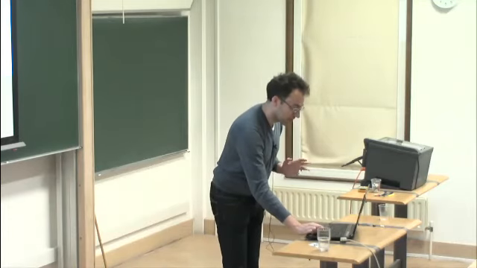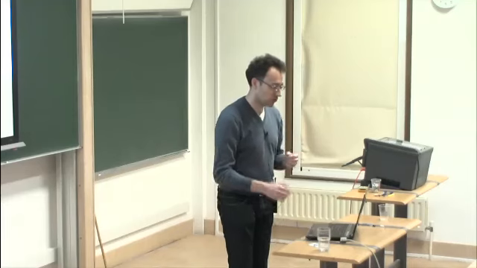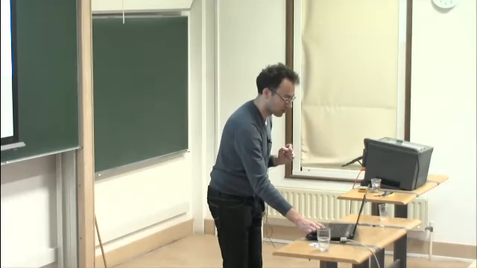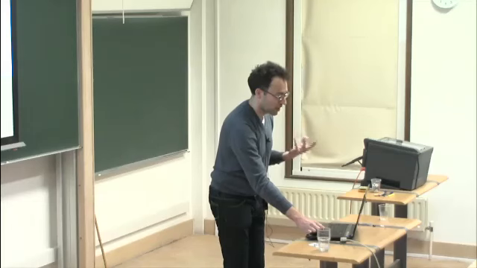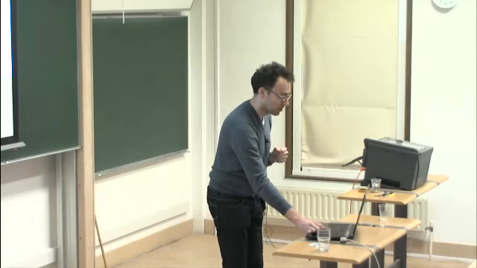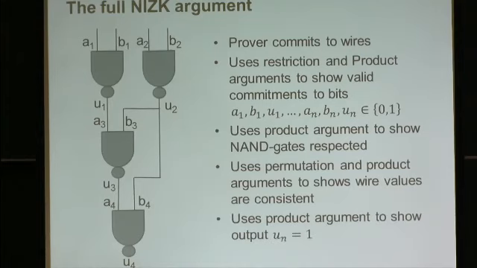Okay, so the full argument is something like this. The prover commits to the wires, uses restriction and product arguments to show that all the commitments are valid. Okay, uses product argument to show that the NAND gates are respected, uses permutation and product arguments to show that all the wire values are consistent with each other, and uses a product argument to show that the output is 1. And now the verifier is guaranteed that the circuit is actually satisfiable.